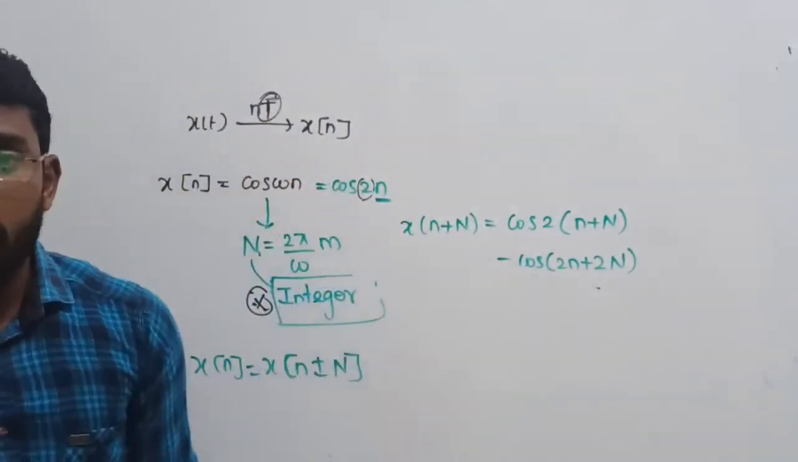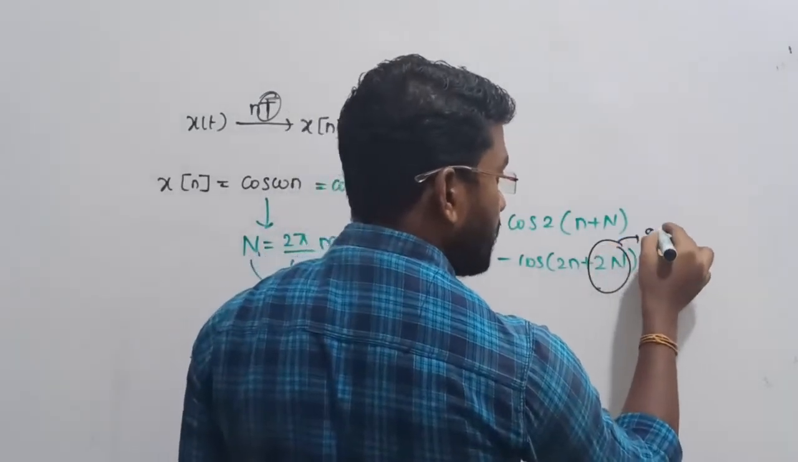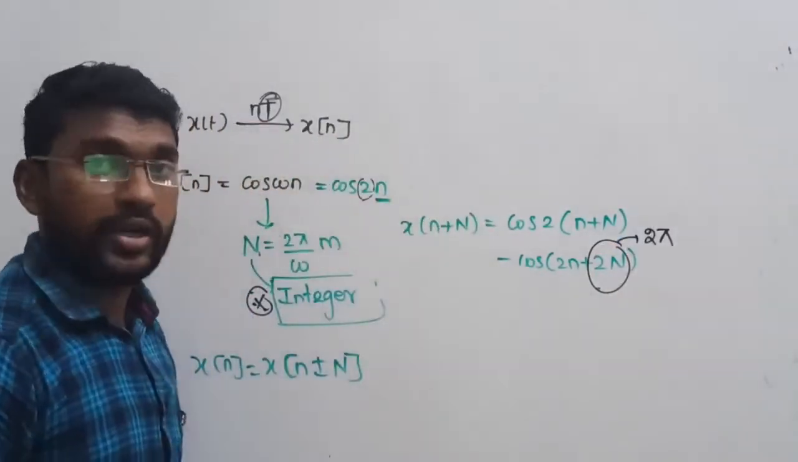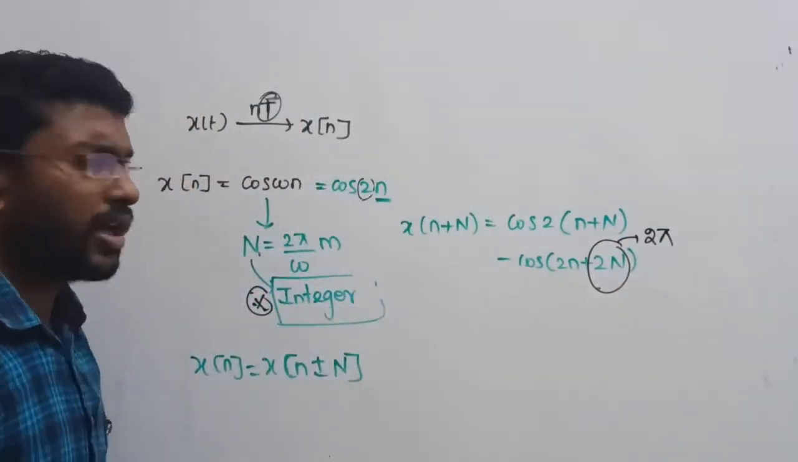Now this 2n should be equal to, right? So what has to happen is that it has to satisfy the value of 2 pi. It has to become equal to the value of 2 pi. அப்ப இது வந்து 2 pi க்கு ஈக்குவலா வரணும். Okay, that is correct only.